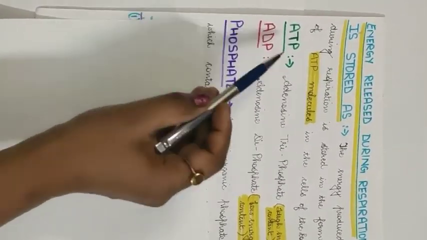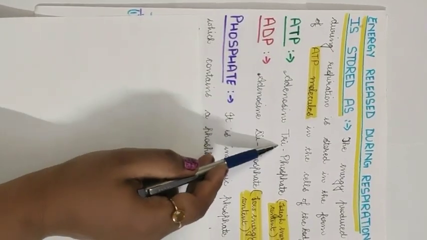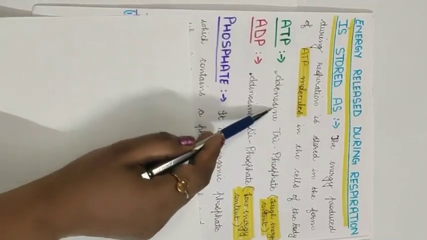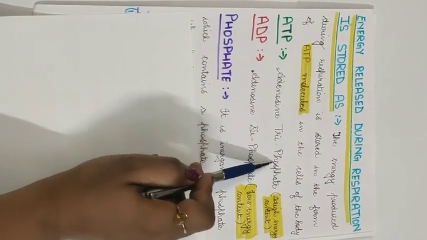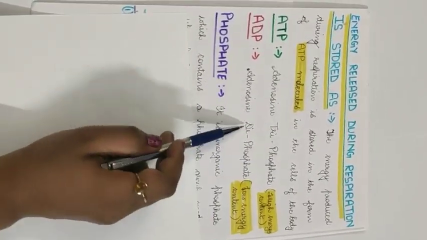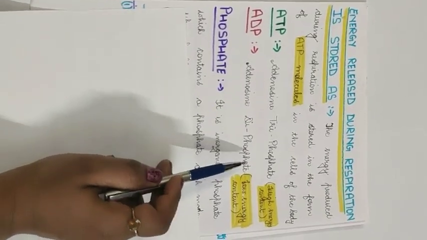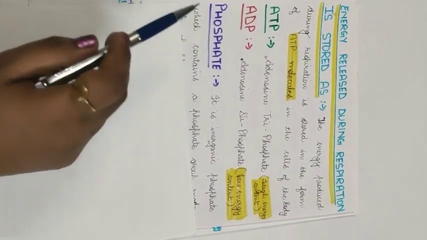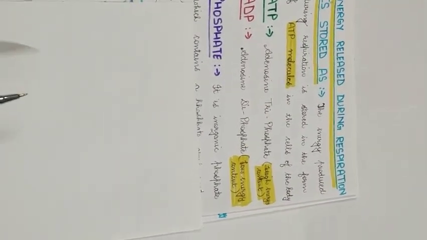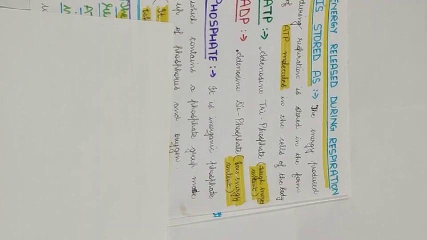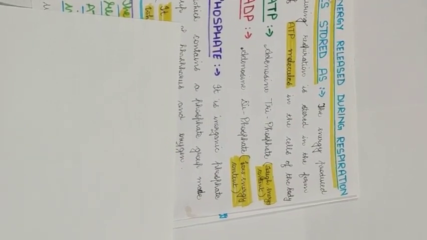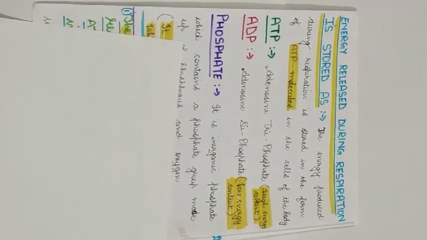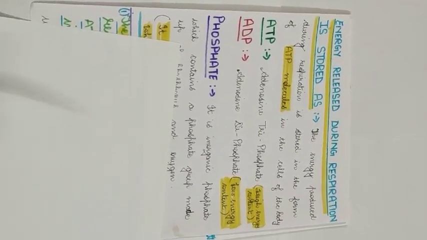The only difference between these two is one is triphosphate and the other one is diphosphate. That means this adenosine triphosphate will have 3 phosphate groups and this will have 2 phosphate groups. Now this phosphate, what is this? Phosphate is an inorganic phosphate compound which contains a phosphate group. That means when phosphorus combines with oxygen, it forms phosphate. So this is an inorganic compound.